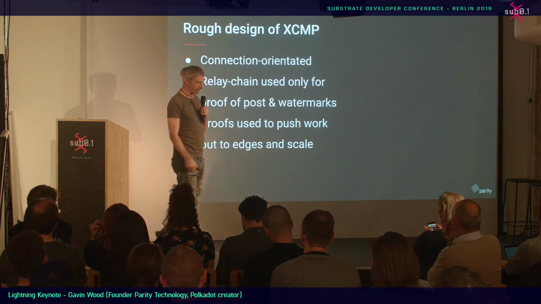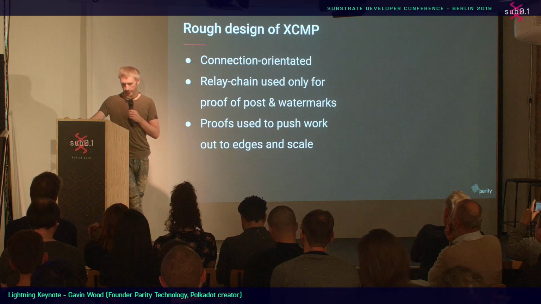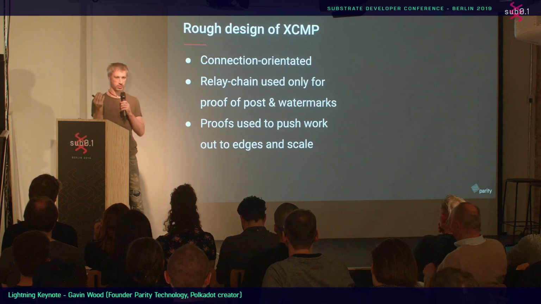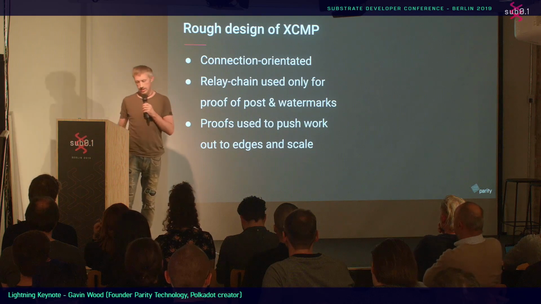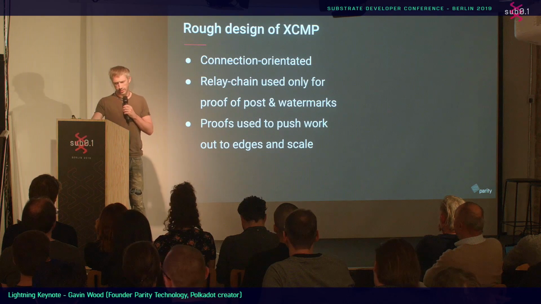So XCMP has a bunch of important design decisions. Firstly, it's connection oriented, which means you can't just go spamming messages to 10,000 different chains. You have to choose which chains you're going to want to talk to, and there's economic impetus to keep this relatively low. One of the pieces of economic incentive is by placing a deposit down. So you have to put a deposit down in order to actually make a connection. You get the deposit back once you've closed it, but it will cost you basically.